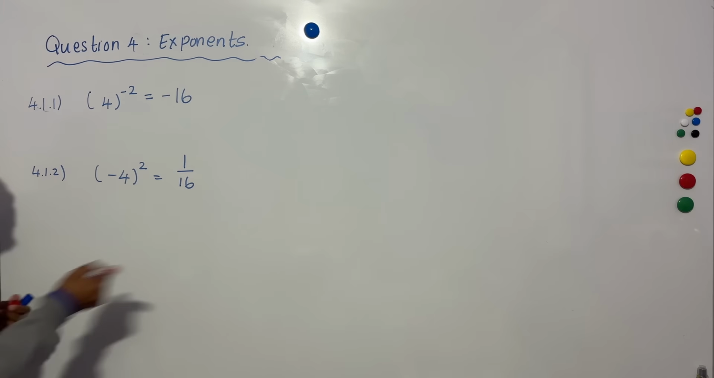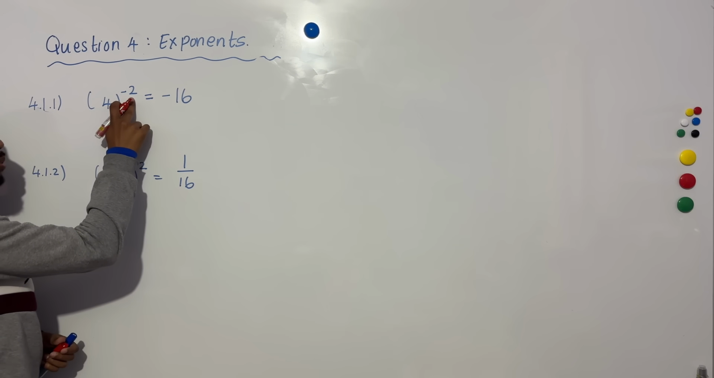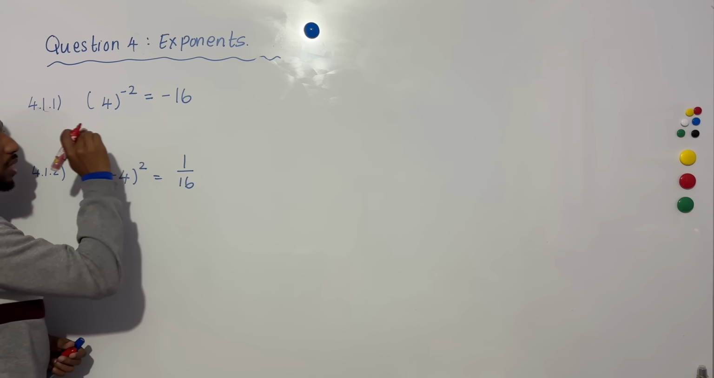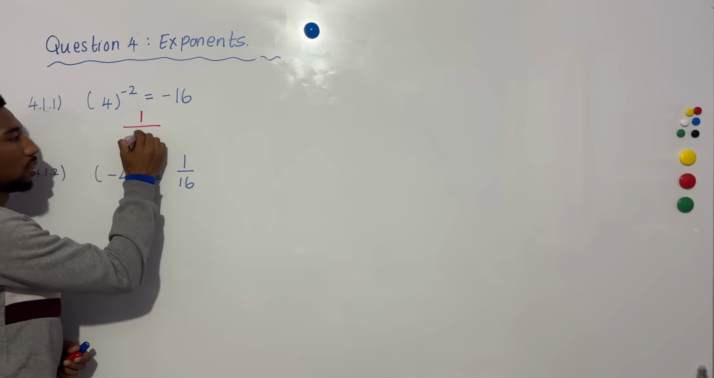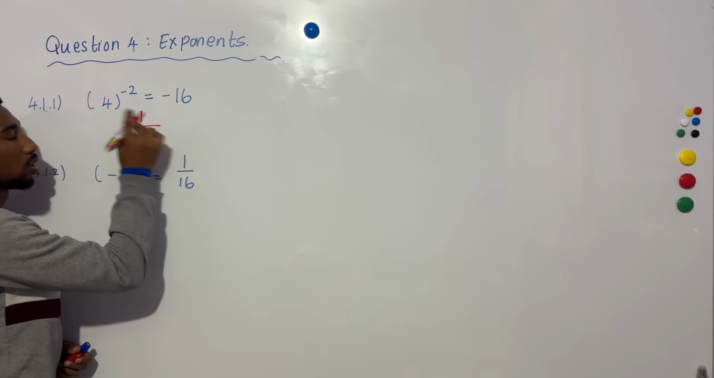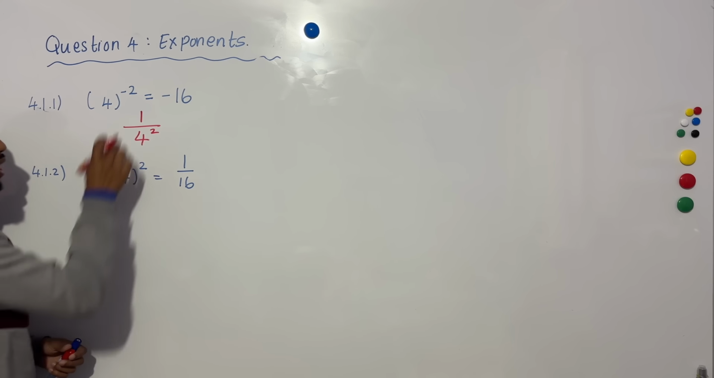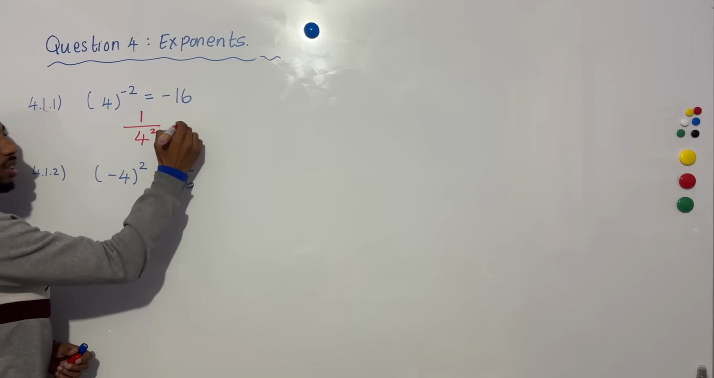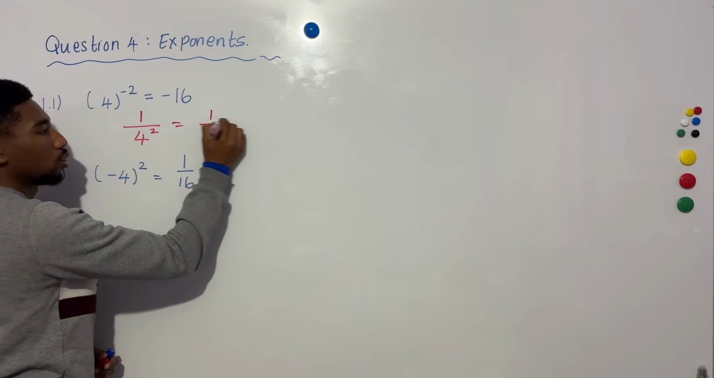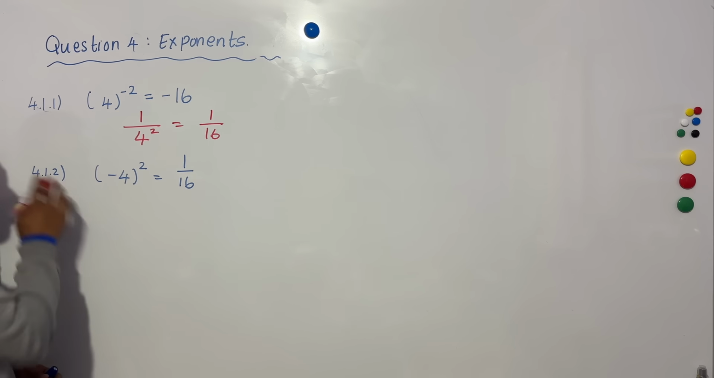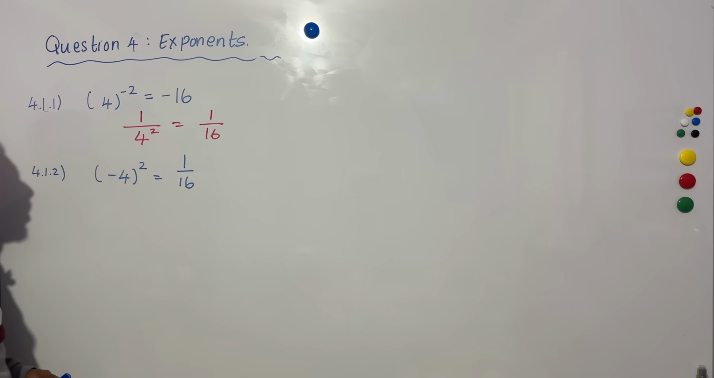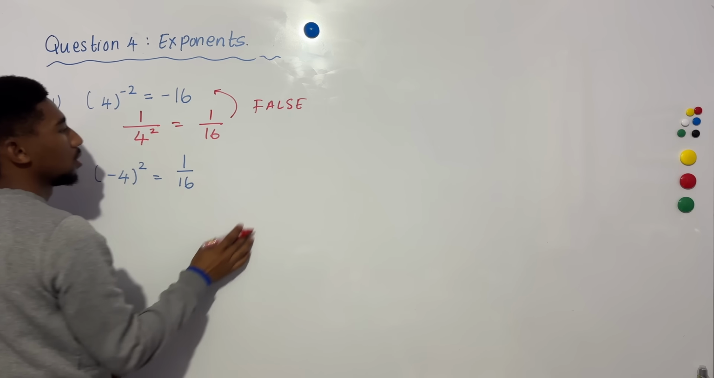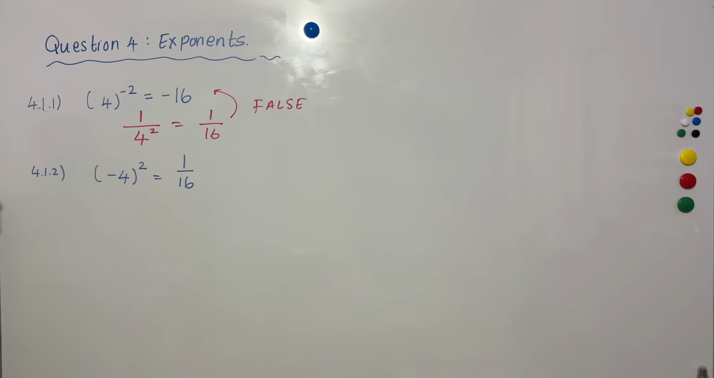Now, we have a negative exponent. When we have a negative exponent, whatever's inside the bracket becomes a denominator. So it becomes 1 over 4 squared. That 2 now goes to the bottom with the 4, into the denominator, and it still stays squared. And then we have 1 over 4 squared, which is 1 over 16. So false. It is not equal to negative 16.